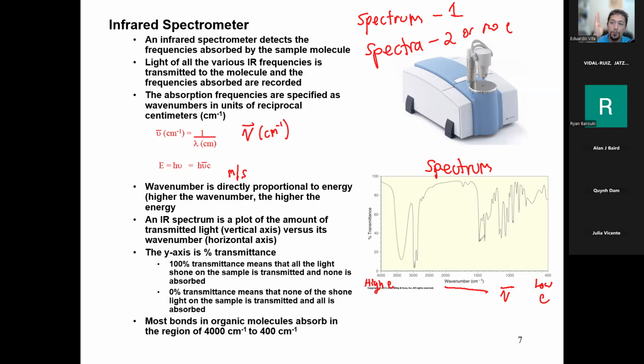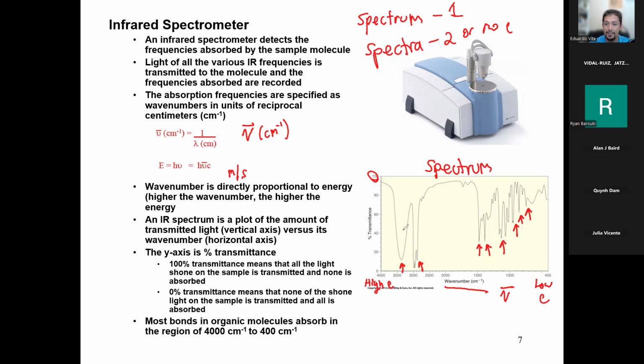If it goes through 100%, there's nothing there, nothing absorbed it, nothing interacted with it. So the transmittance should be 100%. As soon as it gets absorbed by anything, like a polar bond, the transmittance is going to go down, right? Low transmission, high absorption. When the absorption is high, your transmission is low, and that's why you see these very low-hanging peaks right here. So the lower hanging the peak, the higher the absorption, the more intense the absorption.